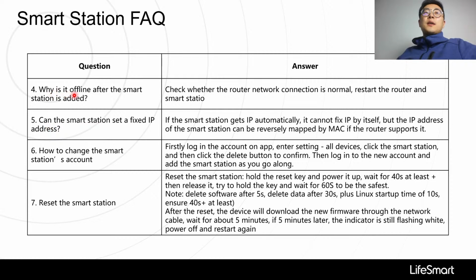And number 4, why is it offline after the smart station is added? I mentioned this in the previous slides. Sometimes it will take a few minutes to be online on your app. If it is still not online, check whether the router network connection is normal and restart the router and smart stations. And for some enterprise environments, they may have firewalls or a whitelist in their router settings.